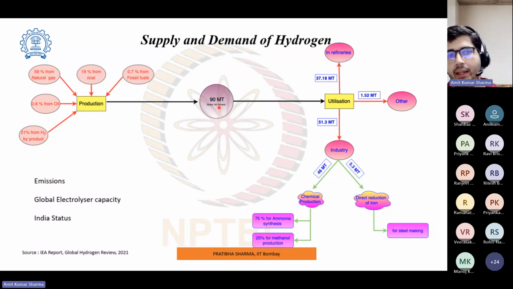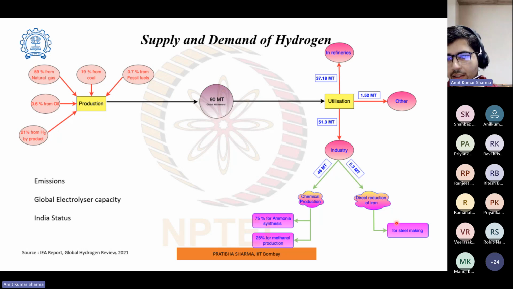Currently 90 MT is the global demand, and it is increasing very rapidly. The current utilization in refineries is 37.18 million ton, industry 51 million ton, and other is 1.52 million ton. Industry use is in chemicals and reduction of iron for steel making.